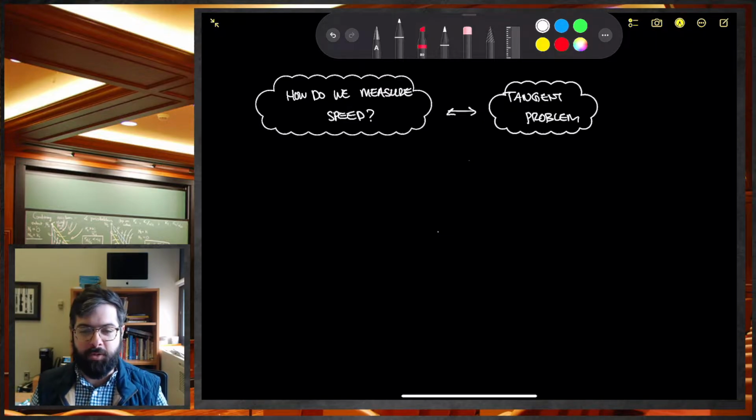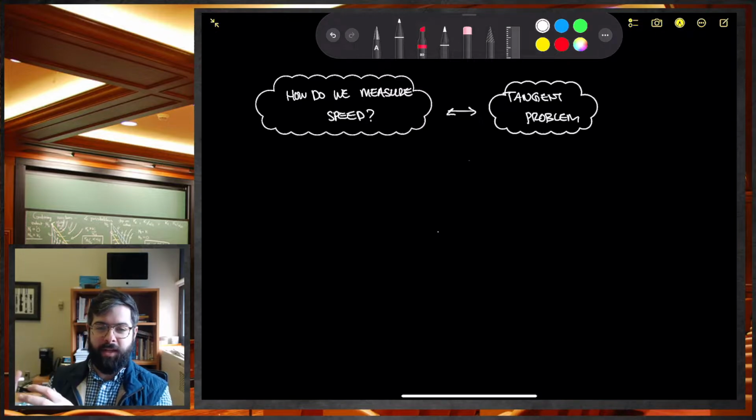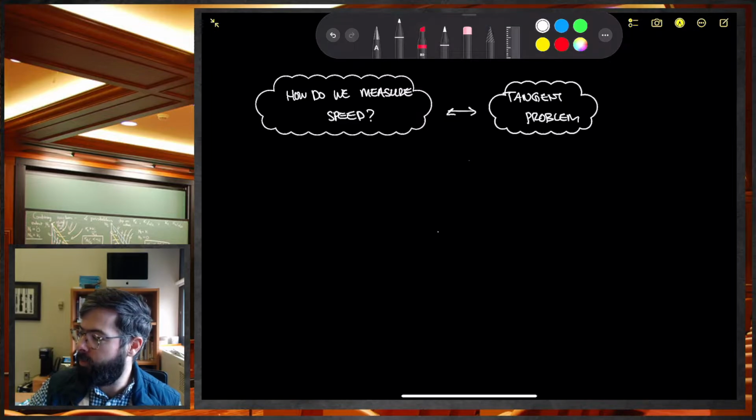So it's like the most important thing we're actually going to learn all semester, because everything in calculus rests on top of the limit. What is the limit? We'll get there. First, we're going to motivate it with this question of how do we measure speed? So let's dive right in with an example.